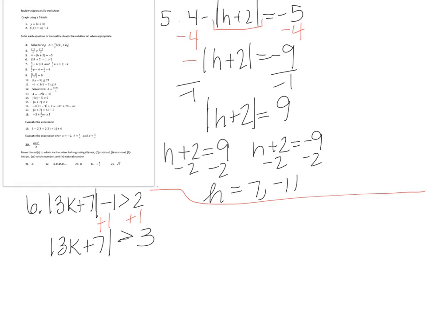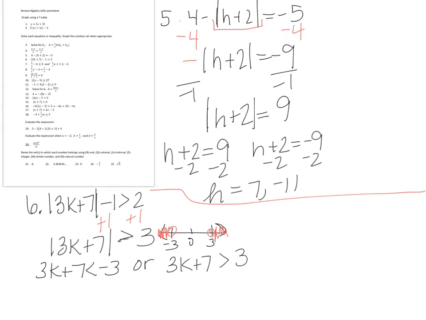Greater than: we want everything inside the absolute value to be more than 3 away from 0. So remember, we looked at this number line, and if I want to be more than 3 away from 0, I'm actually looking at the values that are greater than 3 or the values that are less than negative 3. These are the ones that have a distance from 0 that is more than 3. And so we can write our equations: 3k plus 7 is less than negative 3, or 3k plus 7 is greater than positive 3.